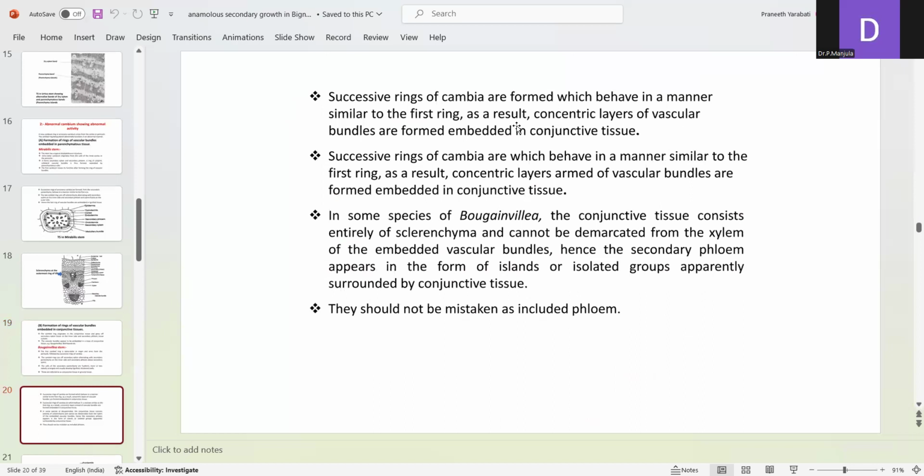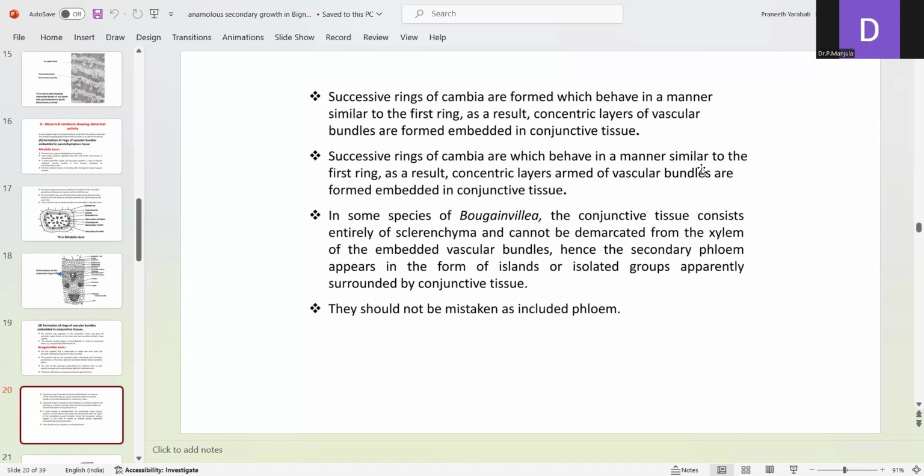So after this, the rings of cambia behave in a manner similar to the first ring. This will continue: after the production of this secondary tissue, it will stop its growth and another ring will be produced like this. So it will be continued. The successive rings of cambia behave in a manner similar to the first ring, resulting in concentric layers of vascular bundles embedded in the conjunctive tissue.